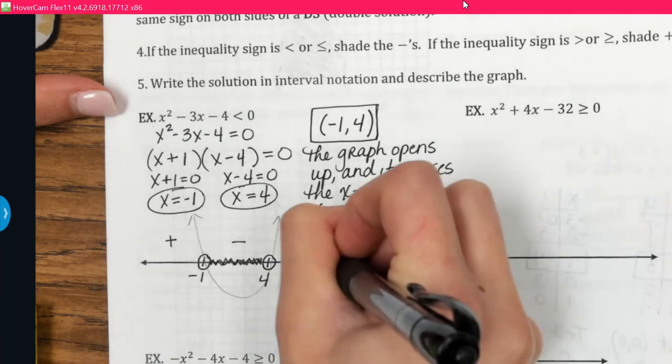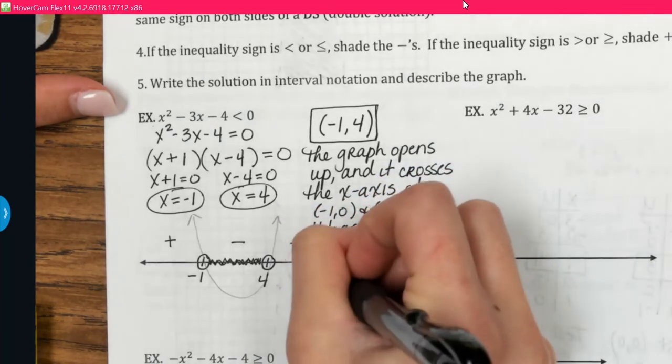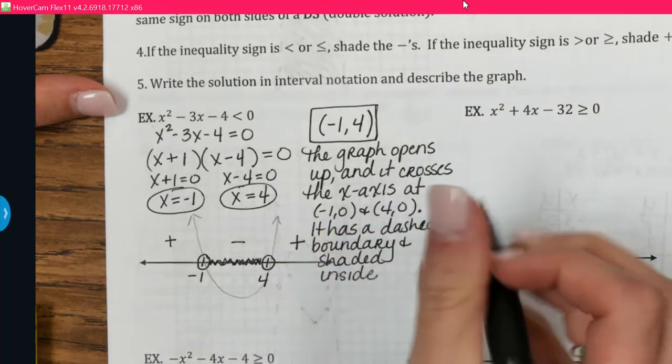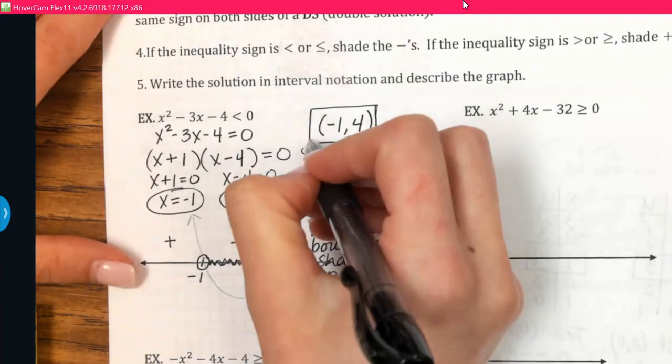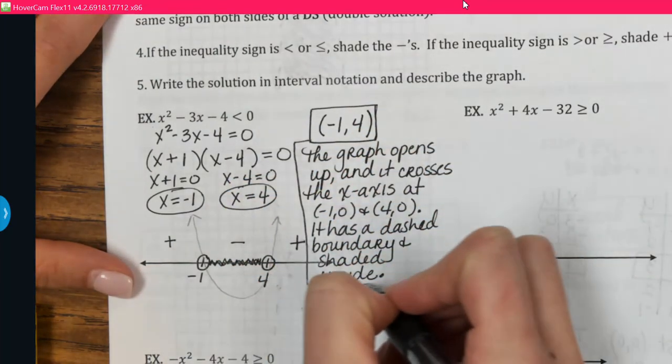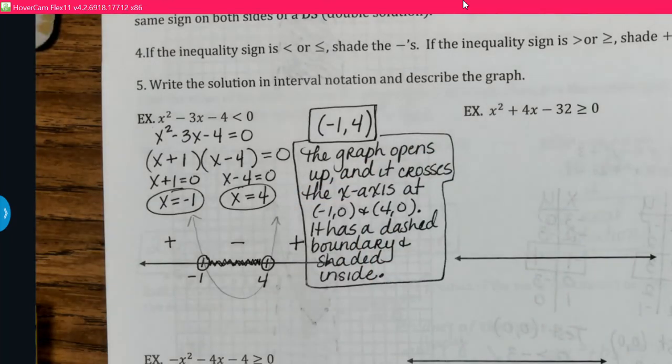And shaded inside. If you want to put inside the parabola, you can, but I'm good with just it's shaded inside or it's shaded on the outside. Okay? So when you are doing your homework, you've got to include all 4 aspects. Where does it open, up or down? Where does it cross the x-axis as your ordered pairs for your x-intercepts? Dashed or solid, and where is it shaded? Okay?